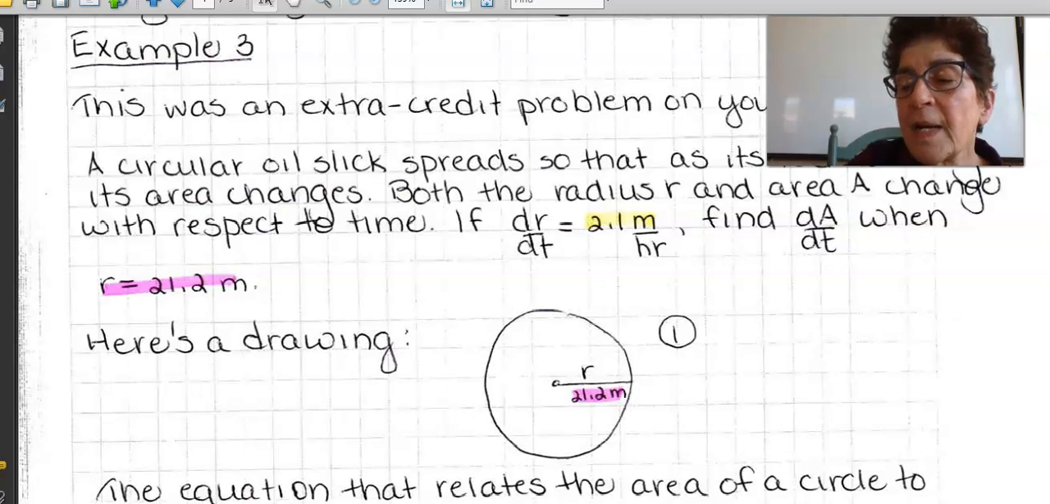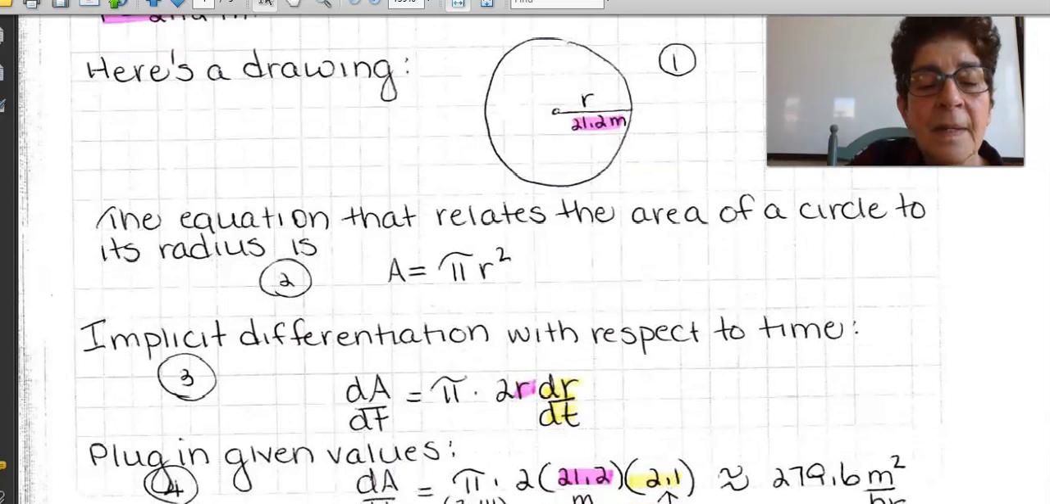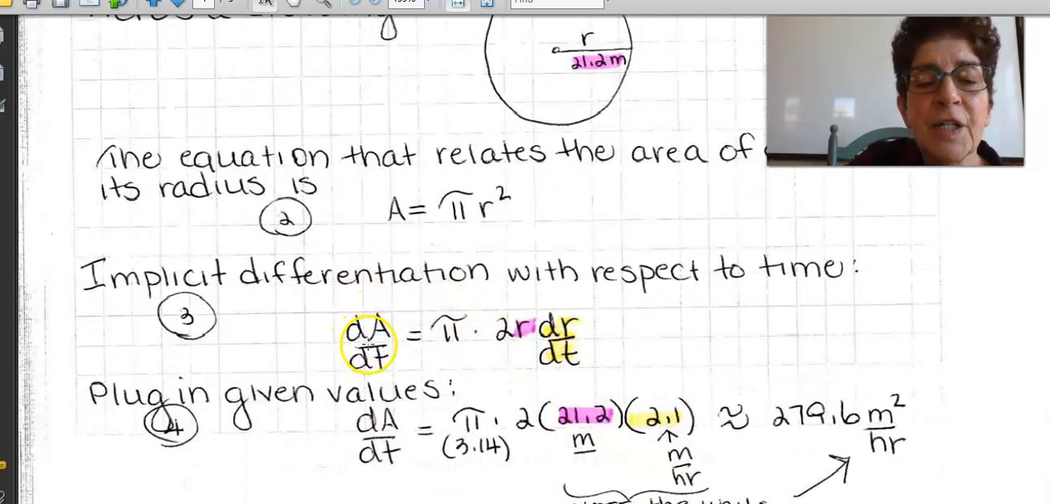We need to figure out an equation that relates area of a circle to a radius, and that is area is pi times the radius squared. The next step is to differentiate both sides of this implicitly with respect to time. Again, area is going to increase with time, and so is radius. So here is the differentiation. Again, the derivative of area, the outer function, gives me a 1. The derivative of the inner function with respect to time gives me dA/dt.